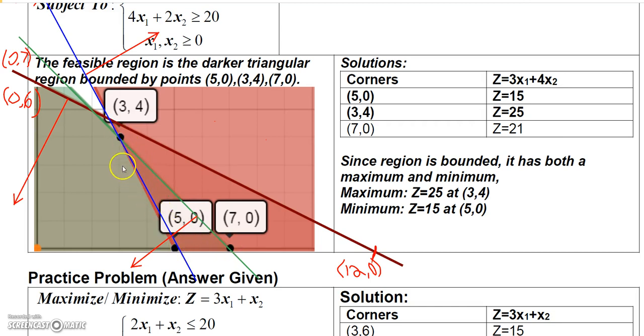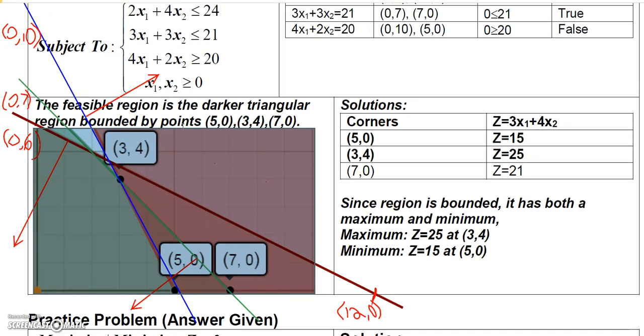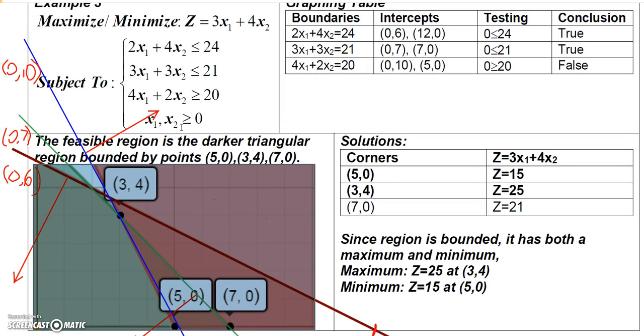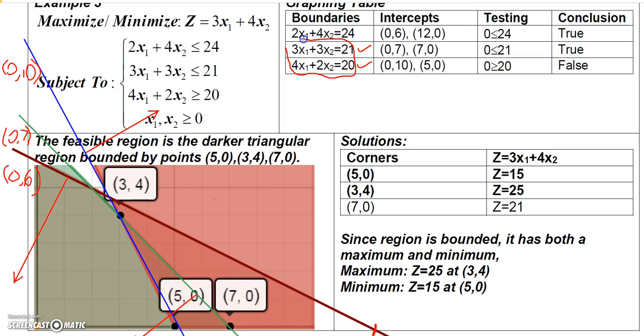Now, how do I know this is (3, 4)? I know it's (3, 4) because I actually had to find where the green and the blue line intersect. The green line goes through (0, 7), and the other one goes through (0, 10), so I had to solve this system of equations to get that point of intersection, which is (3, 4). And you can check it real quick: 3 times 3 plus 3 times 4 is 21, and 4 times 3 plus 2 times 4 is 20. So you know that (3, 4) actually works.